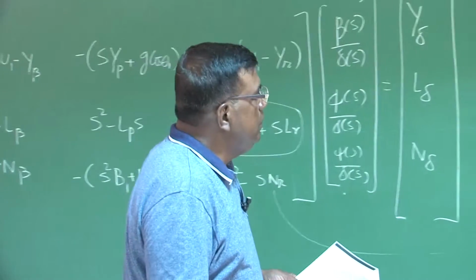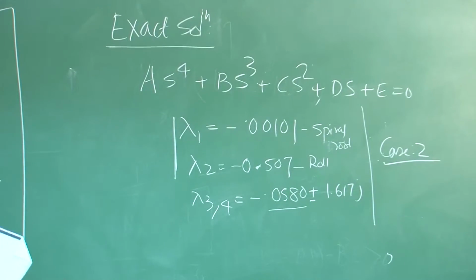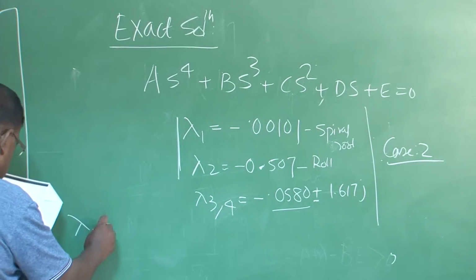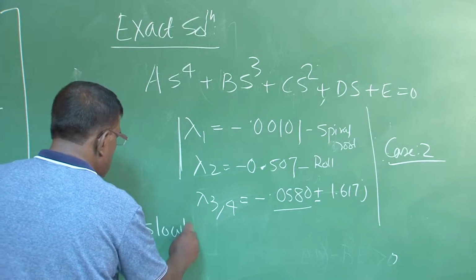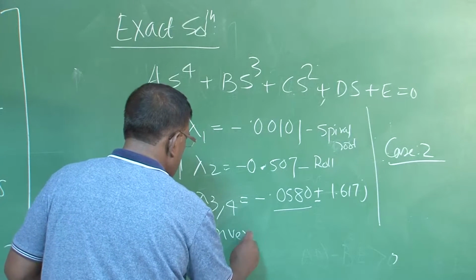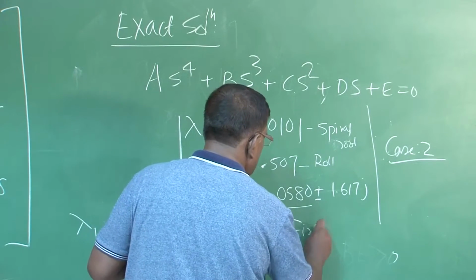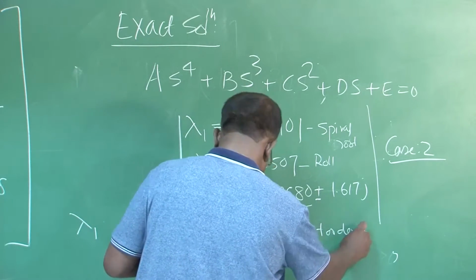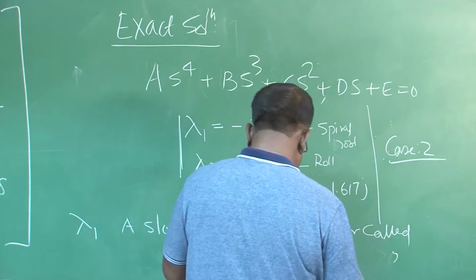Now we try to get more insight about lambda 1, lambda 2 and lambda 3,4. You could see lambda 1, I can clearly write, is a slowly convergent first order mode called spiral mode.